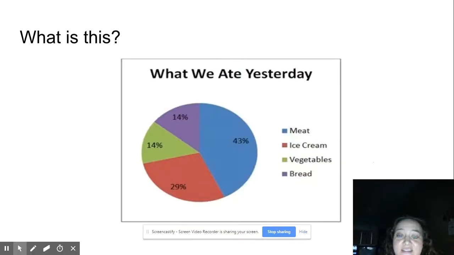What is this? That's right. This is also a chart. This chart tells us what we ate yesterday. The most popular meal was meat, followed by ice cream, vegetables, and bread.